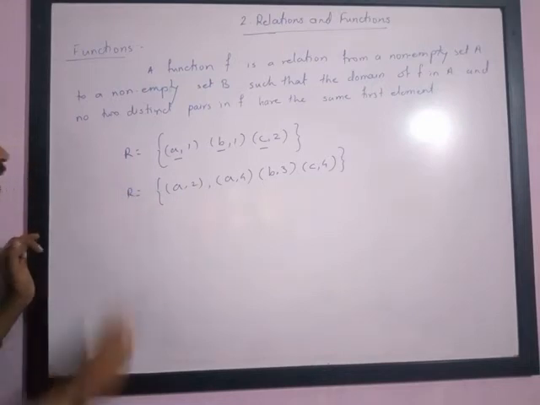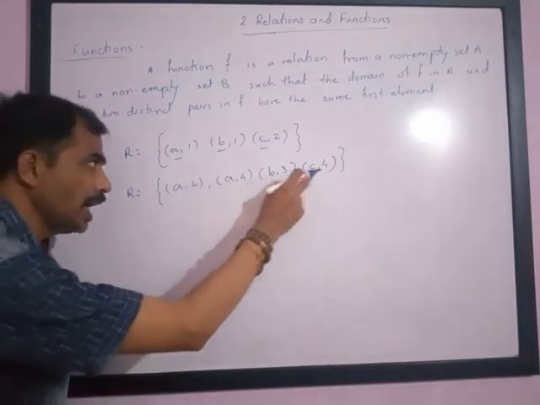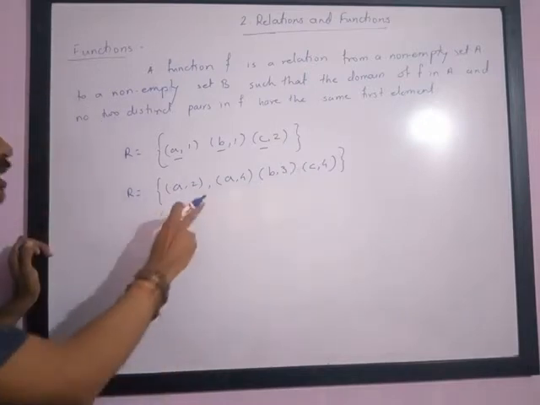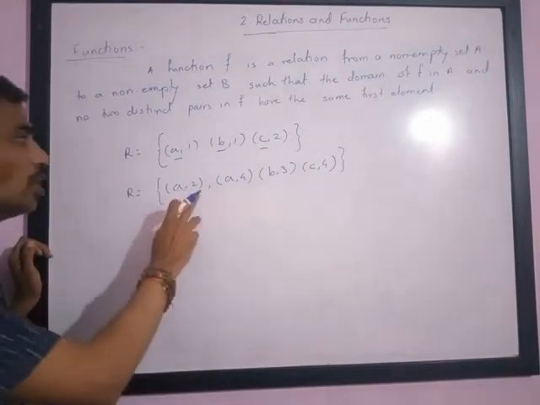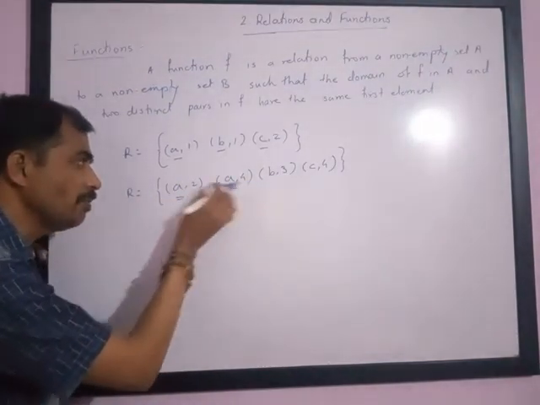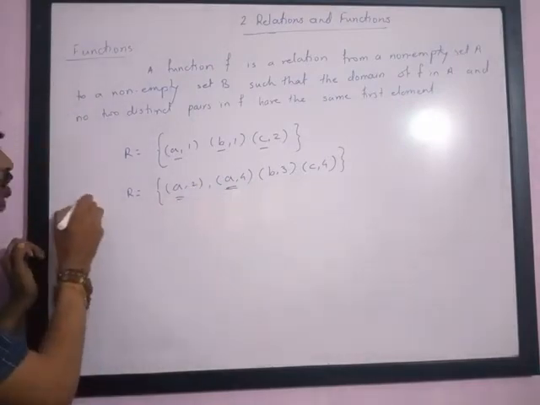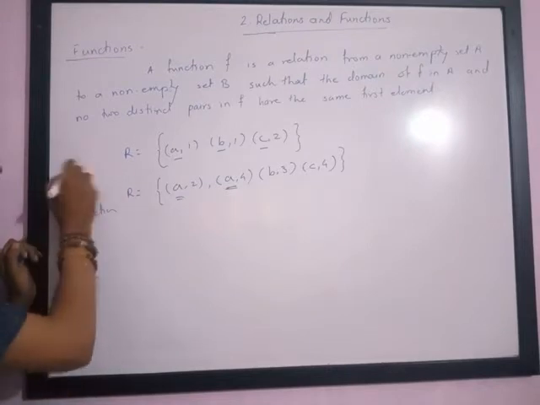In this second relation, let us see. Here A is a set of a, b and c and B is a set of 2, 3 and 4. Here please note, this ordered pair is having the same first element. So this is not a function. It is not a function and this is a function.